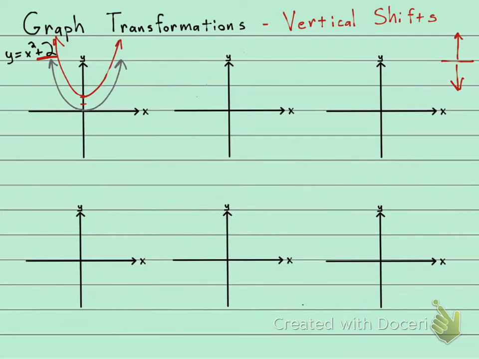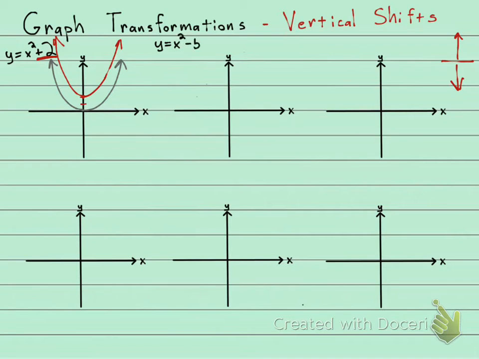Now we don't need to have this gray graph there anymore, but I'm going to leave it so you can see where we started. All right, let's look at another example. We saw that if we have a plus on the outside, it goes up. And I'm pretty sure you can guess what happens if we have a minus on the outside.